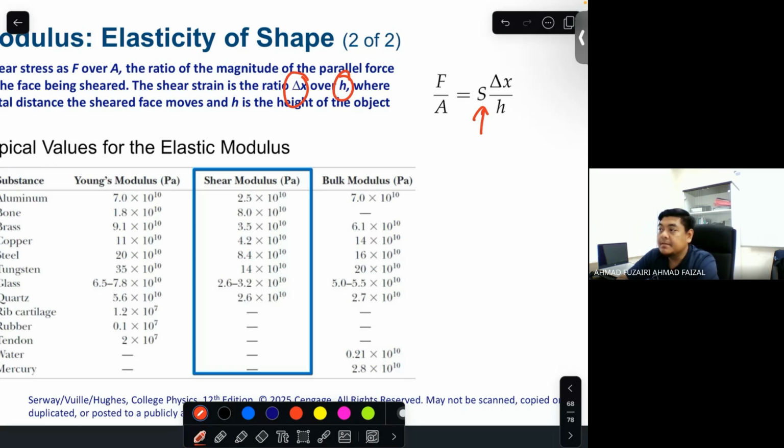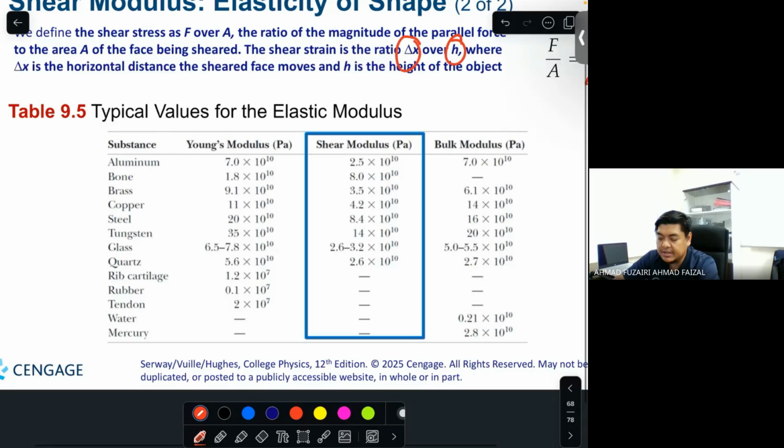And of course the shear modulus has the unit of Pascal. Every elastic modulus comes with the Pascal, because it is a ratio between stress and strain. So here are some shear moduli. That means more than one shear modulus for some materials are listed in the table. You can see here.